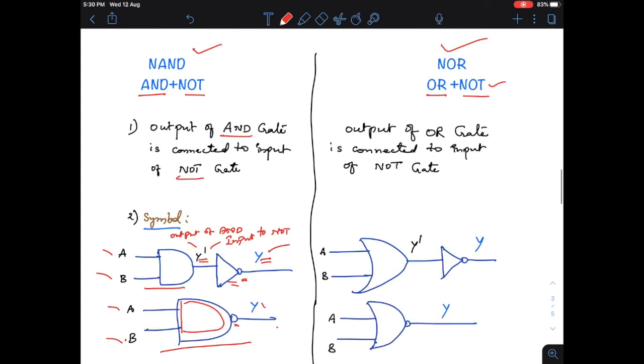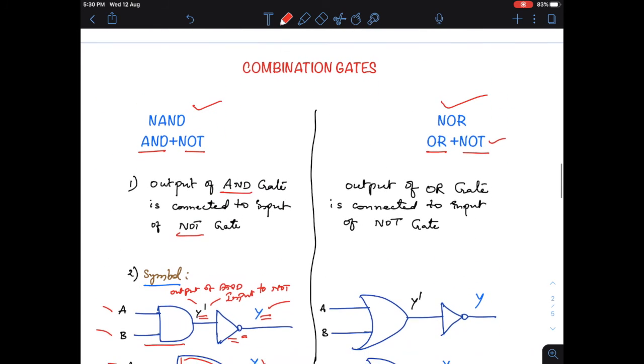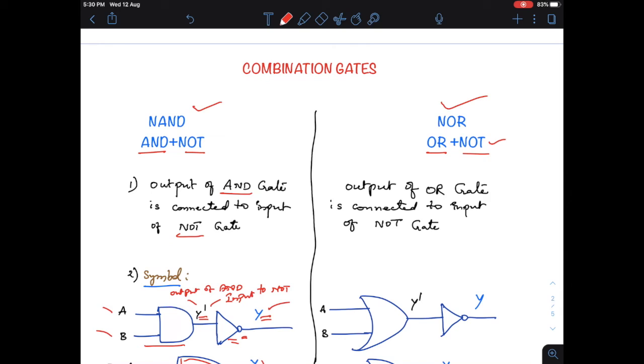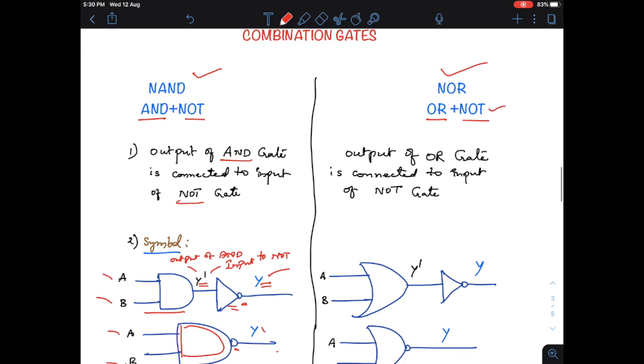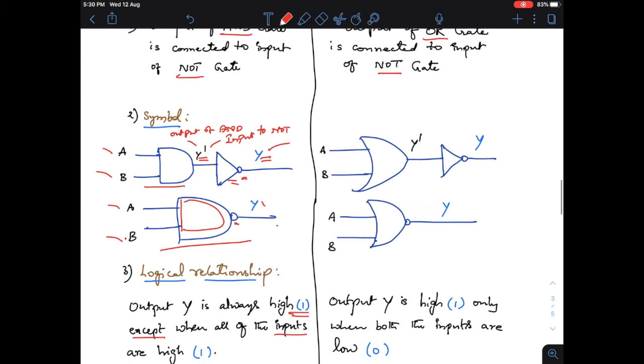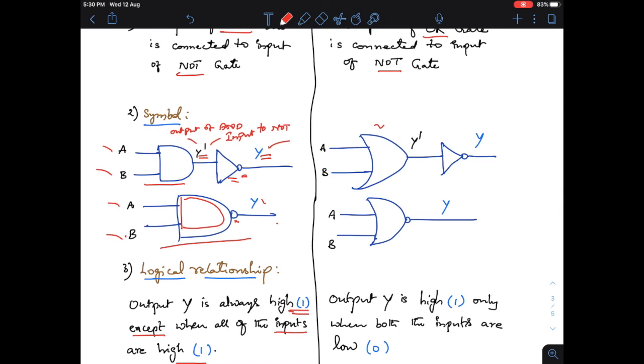Now let us see a similar one, the NOR gate. NOR is OR followed by NOT. That means OR and NOT behavior together. So output of OR gate is connected to input of NOT gate. Now let us first look at the symbol. So this is your OR gate, and output of OR gate is Y dash, which is the input for the NOT gate, and this is your NOT gate. Then the output of NOR gate is Y.